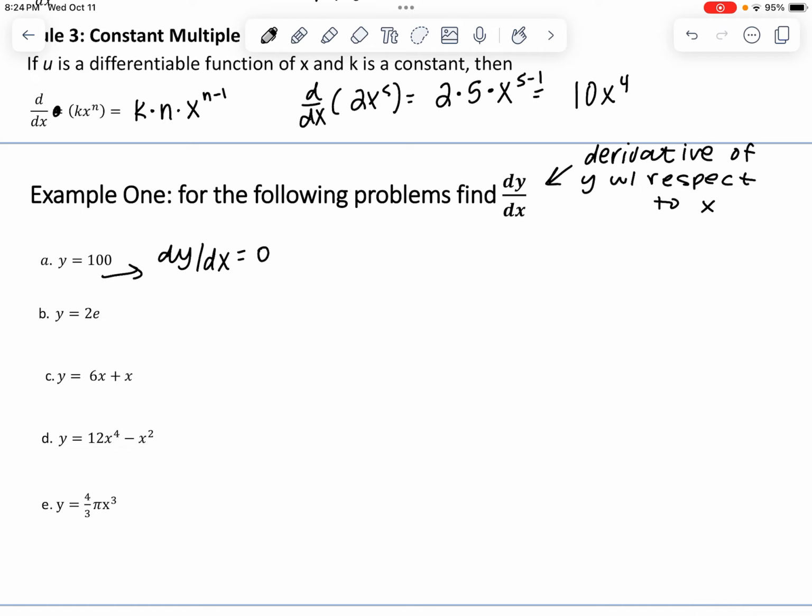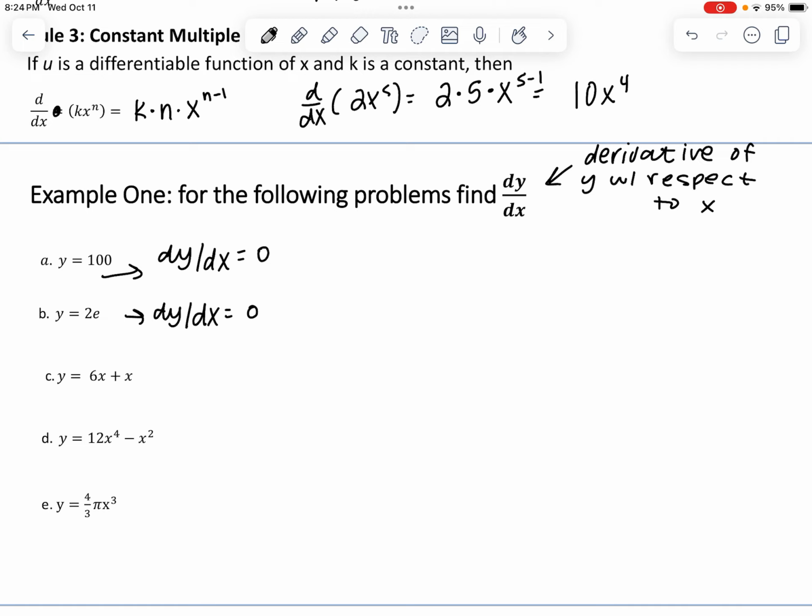For this next one, dy/dx, we're trying to find the derivative of 2e. Well, e is a constant. It's equivalent to around 2, and so that's basically 2 times 2, which would be around 4. So the derivative of 4 is just 0. That's the same thing as if you had 2 pi. That's just a constant, so it'd still be 0.